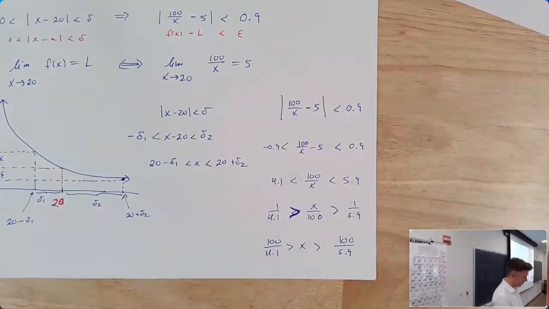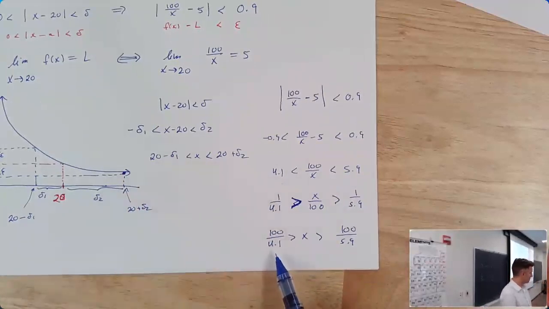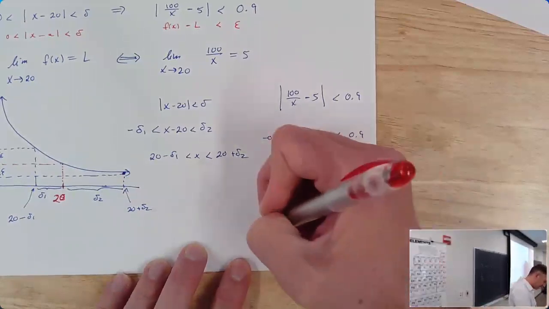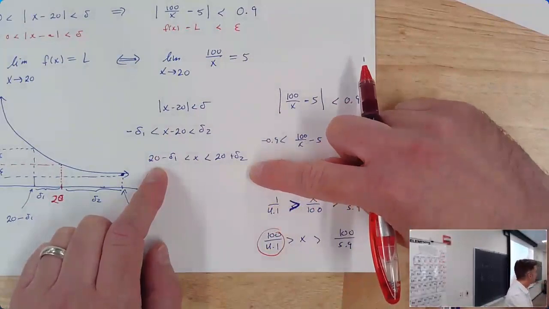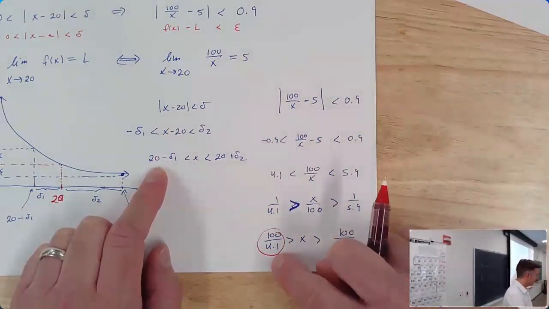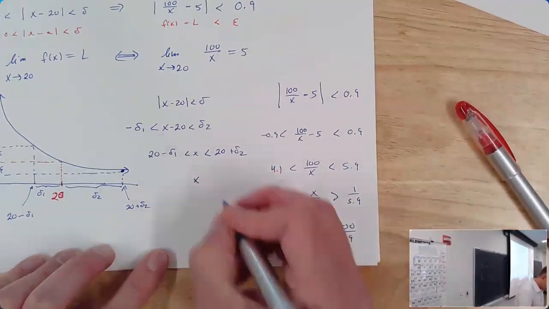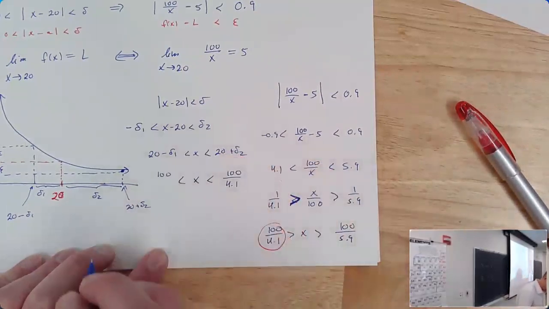Okay, so let me ask you all. Does 100 over 4.1 match up with the 20 minus delta 1 or the 20 plus delta 2? Sure. So does this thing here, which of these two should that match up with? The 20 minus delta 1 or the 20 plus delta 2? Right, because it's the thing that x is less than. So maybe I should rewrite this inequality so that it looks like it's in the same order. I also have x less than 100 over 4.1 and bigger than 100 over 5.9.